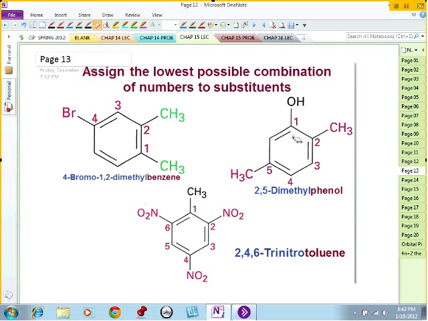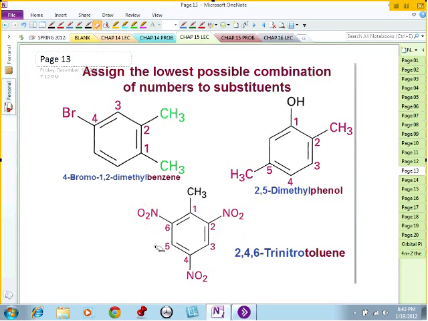First one, how come that one's not a toluene? Very good. It could be toluene. You could do it that way. If you do it that way, this is carbon number 1, and then you say 4-bromo-2-methyl toluene. So either one's correct? Yes. Toluene could be a base name. Here you have 2,5-dimethyl phenol, because phenol is the base name. Keep in mind you assign the numbers so that you get the lowest combination of numbers.